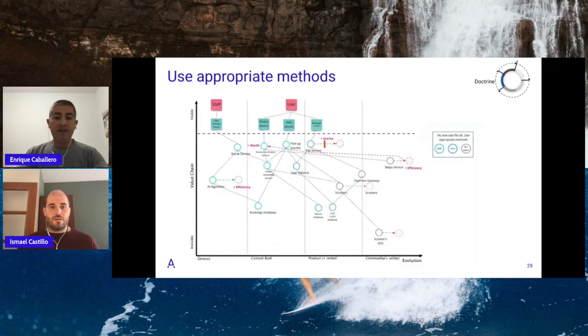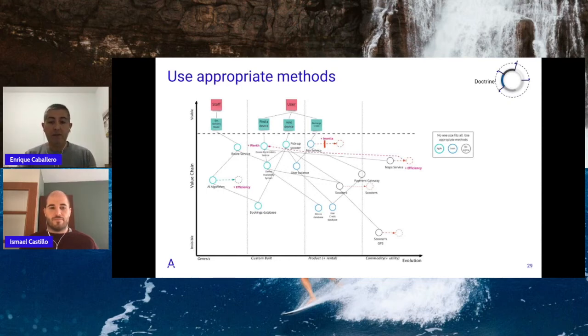And how can we represent doctrine in our map? Here we can see a first example of a doctrine, that is use appropriate methods, or the "no one size fits all". Instead of using the same methodology or framework in the whole organization, we use different ones depending on the team's or the component's state.